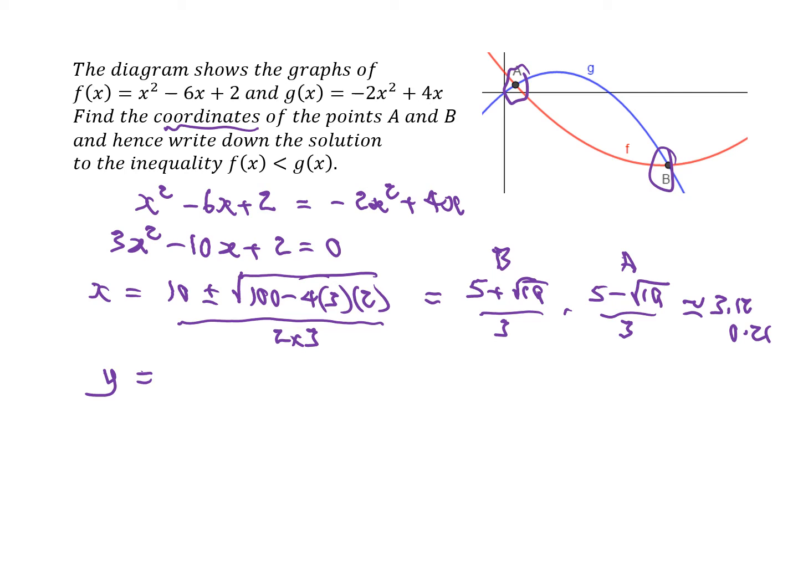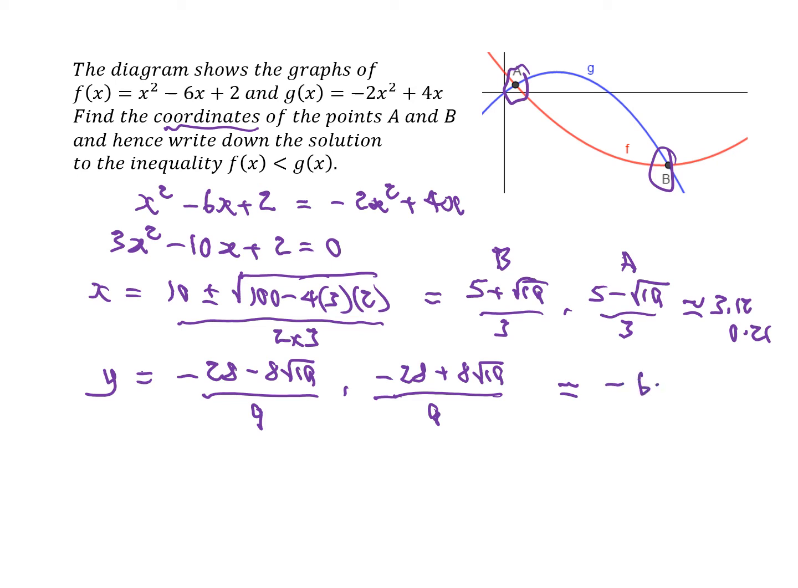And the value of y that I get is minus 28 minus 8 root 19 over 9. And the second value I get for y is minus 28 plus 8 root 19 over 9. Those values are approximately the same as minus 6.99 and 0.76.